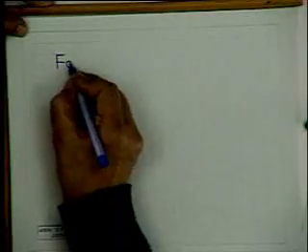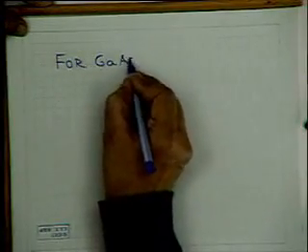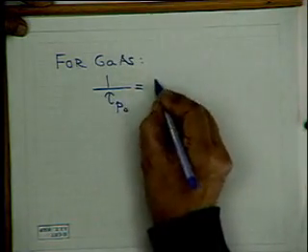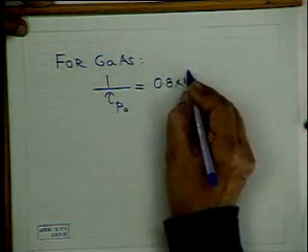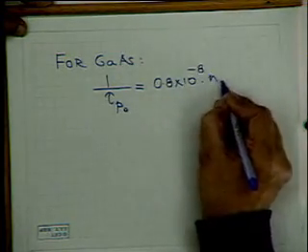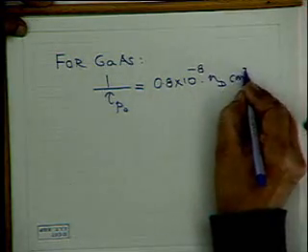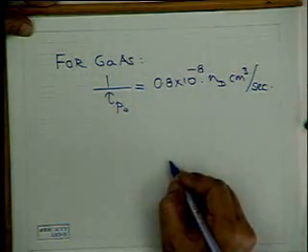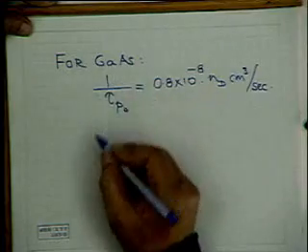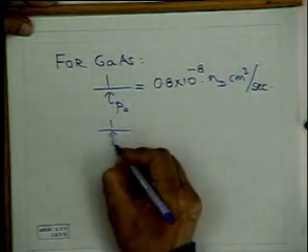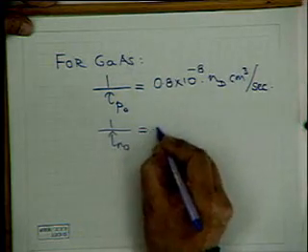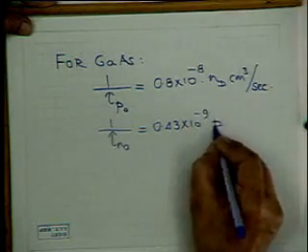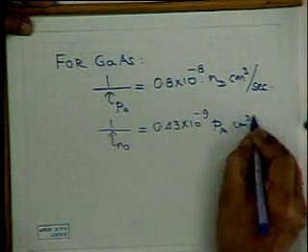The results have been calculated. For gallium arsenide, 1 by tau P0 is 0.8 into 10 to the power minus 8 into ND centimeter cubed per second. This 1 by tau P0 is obviously the rate, and 1 by tau N0 is 0.43 into 10 to the power minus 9 PA centimeters cubed per second.